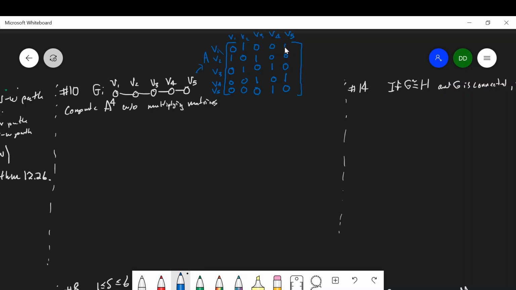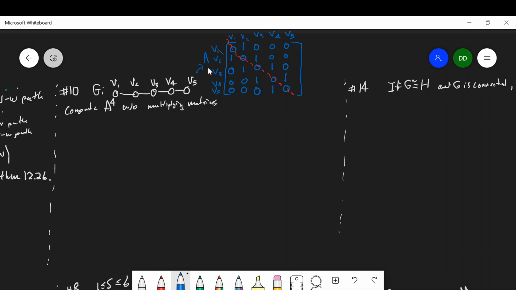So one way you can check yourself to make sure you have the right adjacency matrix is to check that it is symmetric. So that is about the diagonal. It is a mirror image of itself. And it is in this case, and so we're set up good.